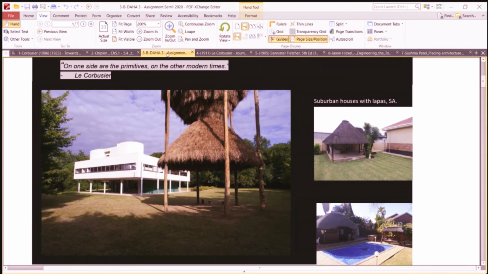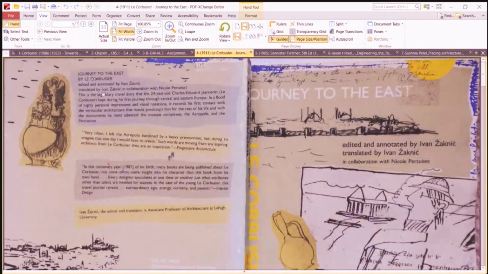Let's go back to Corbusier. This is just, I mean, there are lots of text. I just pulled out one little quote here. Let's read some more of what he said. Okay.